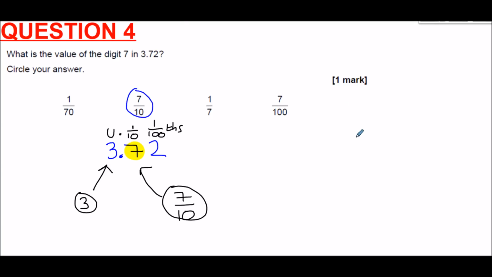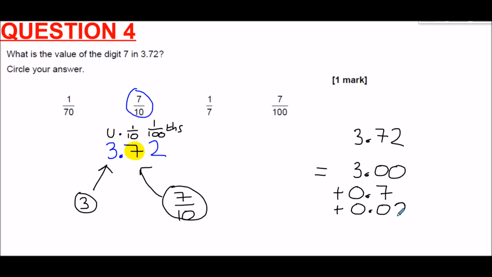Another way you can think about 3.72 is to think about it as its components added together. So 3.72 you could create by adding 3 to 0.7 to 0.02. So there I've just thought about it broken down into its components. So we've got the 7, we've got the 3, and we've got the 2.